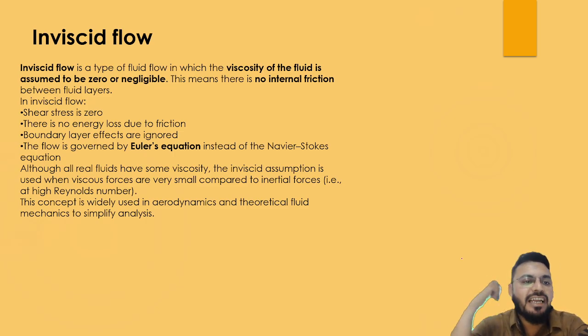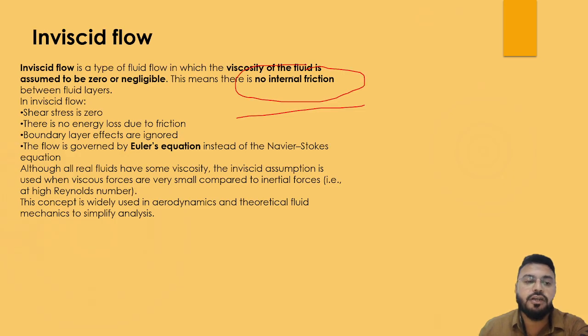Now another is inviscid flow. Inviscid flow is a type of fluid flow in which viscosity of the fluid is assumed to be 0 or negligible. In other words, we can say that there is no internal friction between fluid layers. And because of this, shear stress is 0. No energy loss due to friction.